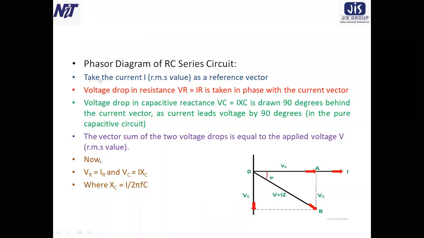The first step is to take the current, obviously the RMS value of the current, as a reference vector. So what we have to do first is consider current I as the reference vector. Here we consider the x-axis as our reference axis, and along the x-axis we consider the current as our reference vector. So this is step 1.